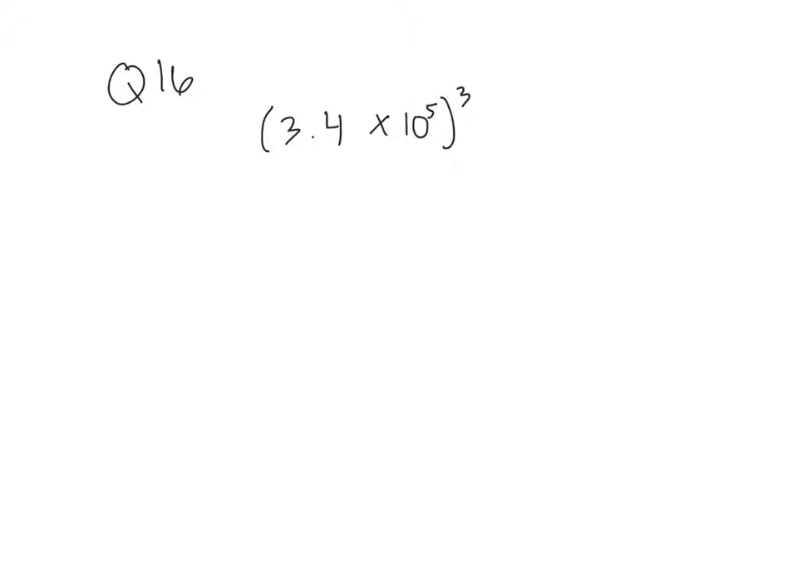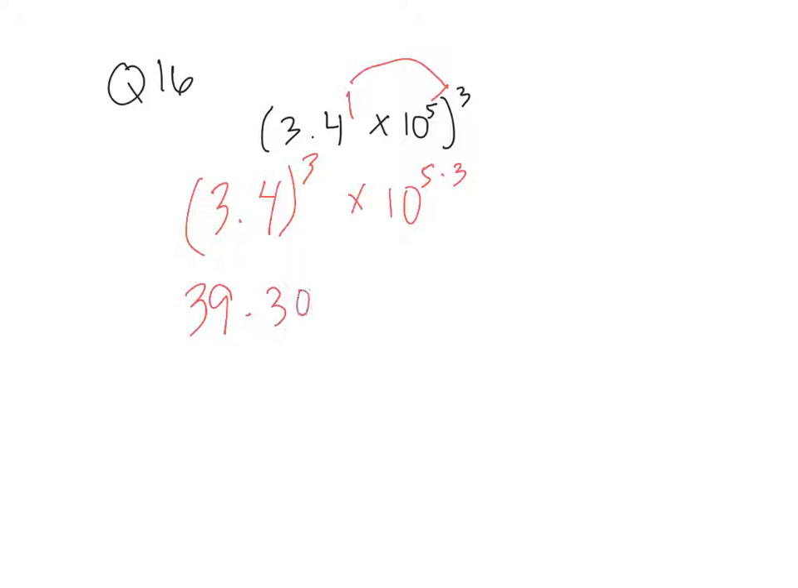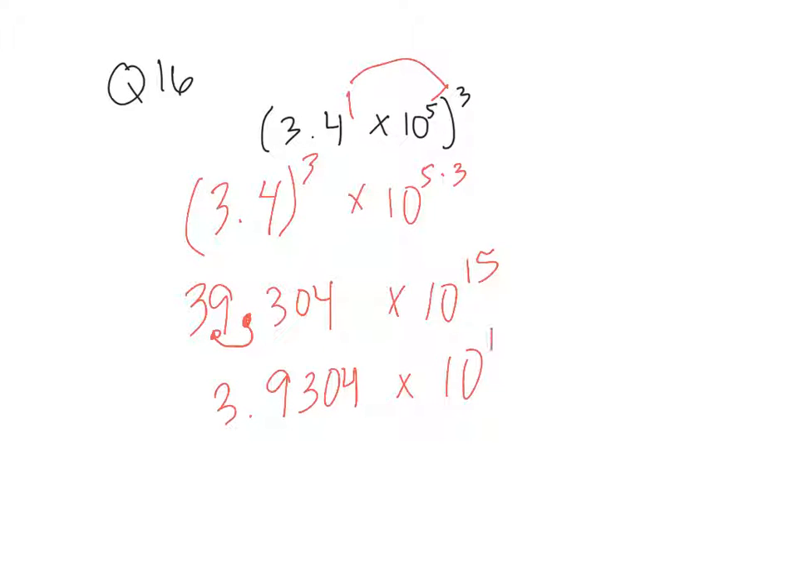We're going to do the same thing for question 16. Distribute that power of 3: 3.4 to the power of 3 times 10 to the power of 5 times 3. 3.4 times 3.4 times 3.4 is 39.304 times 10 to the power of 15. Again, we're going to have to move this decimal place one spot. And since I had to take a larger number and make it smaller, I need to make my exponent one number larger.